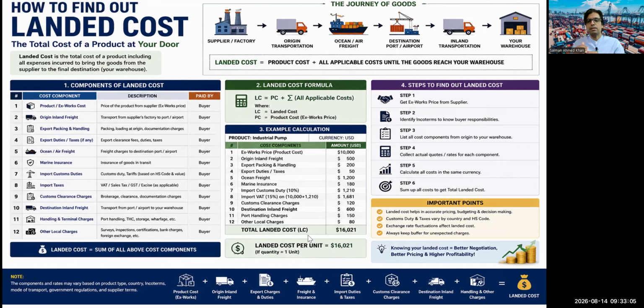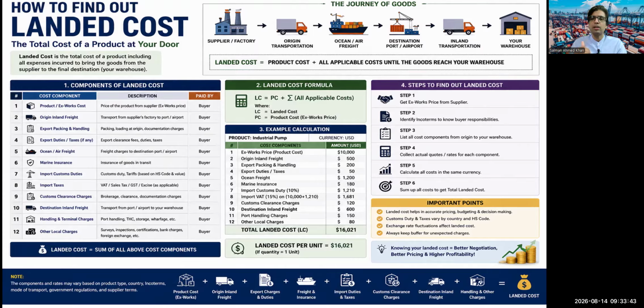Like in my country, Pakistan, GST is 18% on goods, and on services it is 15%. The customs duties could be around 2 to 3% or 4%, depending upon the HS code. The freight charges of the ocean or air side, whatever mode of transportation has been selected by the buyer in accordance with the consensus from the supplier side, those costs could vary. So once you calculate all those things, you find out the landed cost.